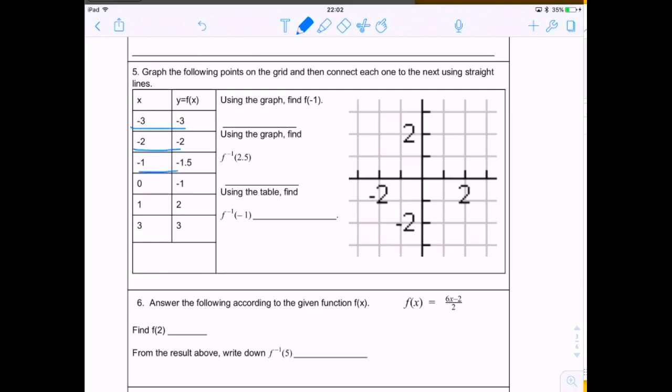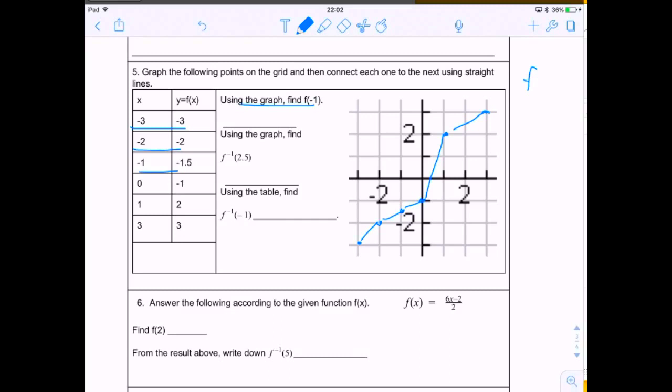So -3, -3 is there. -2, -2 is there. -1, -1.5 is there. 0, -1 is there. 1, 2 is there. And 3, 3 is there. Now I'm going to connect each one of these pairs with a straight line. And then it says, using the graph, find f of -1.